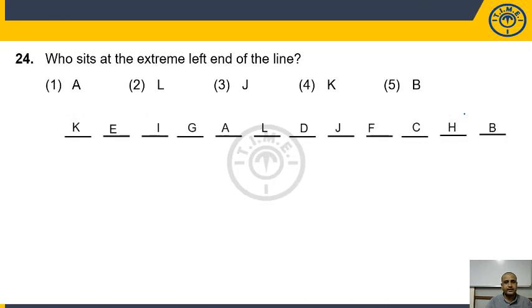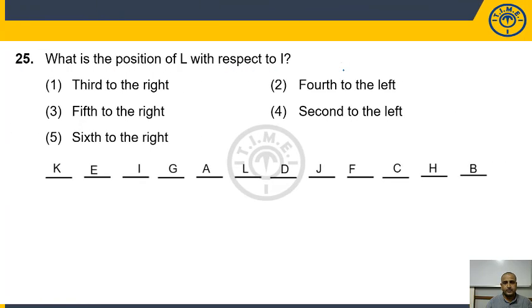Who sits at the extreme left end of the line? Okay. Choice 4. What is the position of L with respect to I? L with respect to I. First right, second right, third right. Third to the right. Choice 1. So from I to L we need to check.